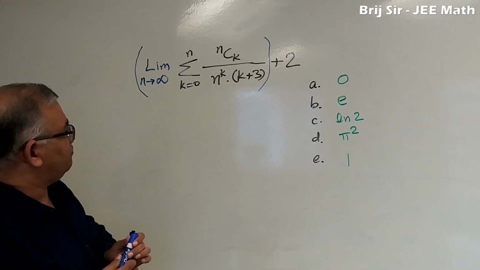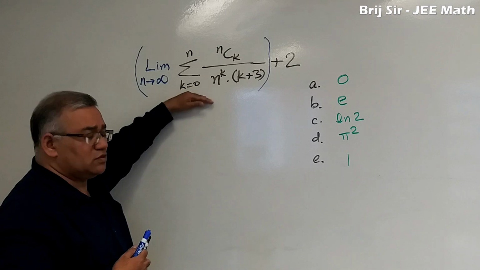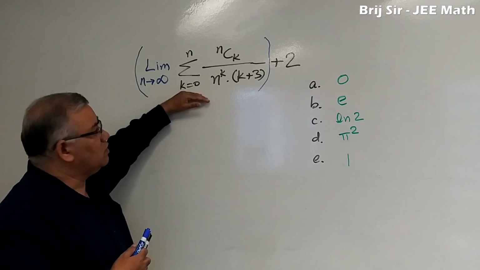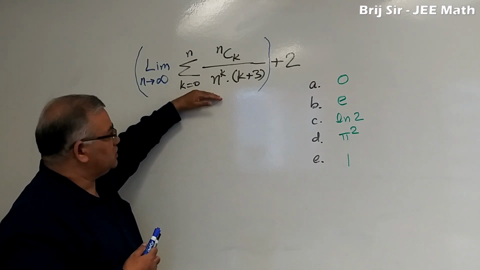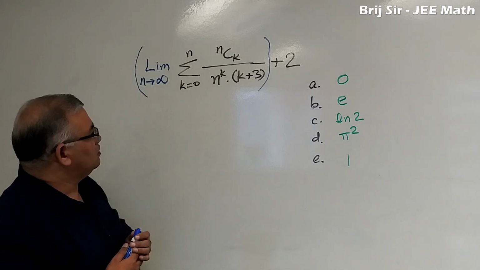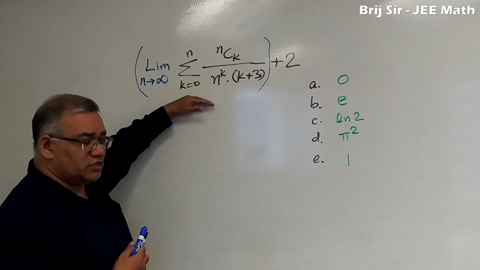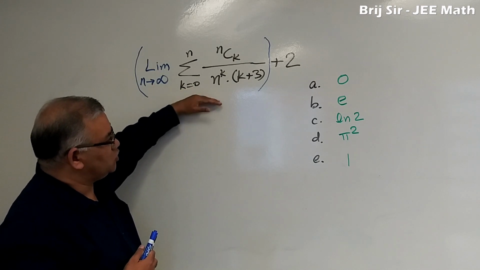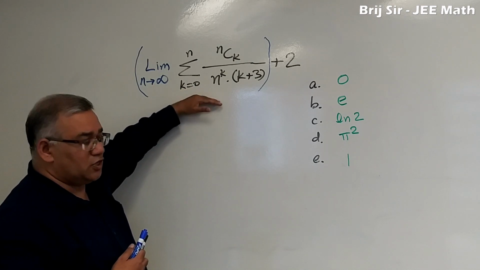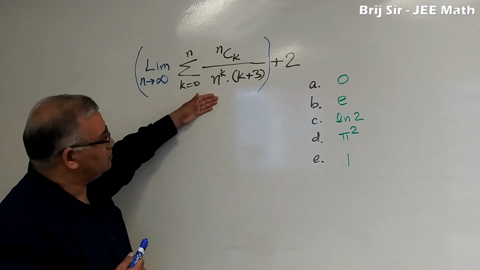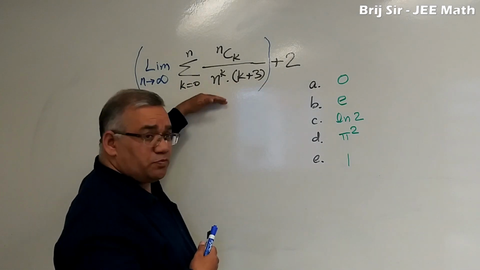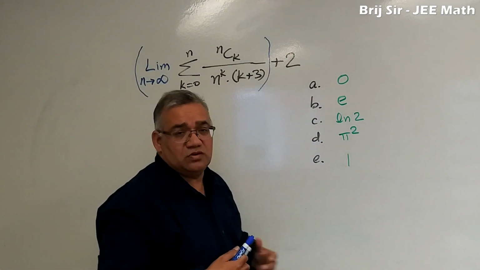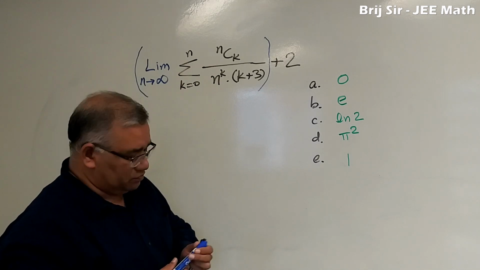Now, first step first. Look at this expression. We can demonstrate easily that this series is a summation of positive numbers. So therefore, this has to be equal to a positive number. In other words, if this is a positive number plus 2, this number will be more than 2.